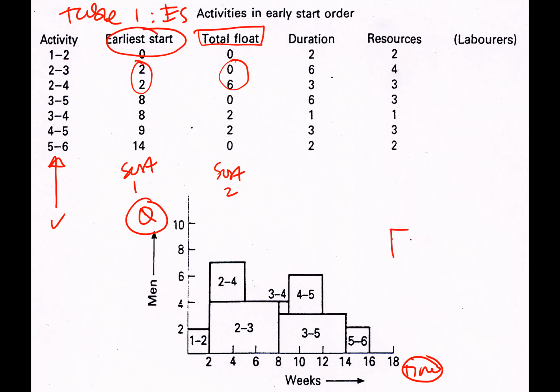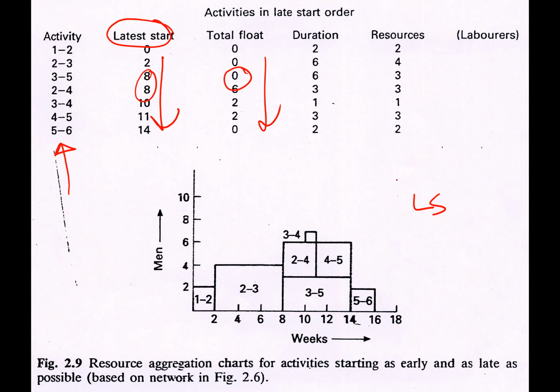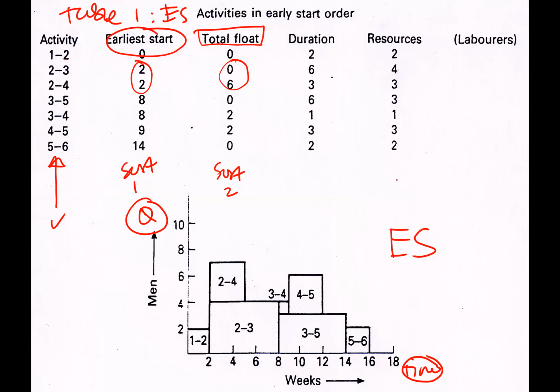So this is what we call the graph based on early start. Okay, you repeat the same process for late start, sort those things, and if there are two activities at the same time, use the total float. Then you will get this list of activities, then you will draw this graph. Okay, you notice the difference between the early start and late start graph.